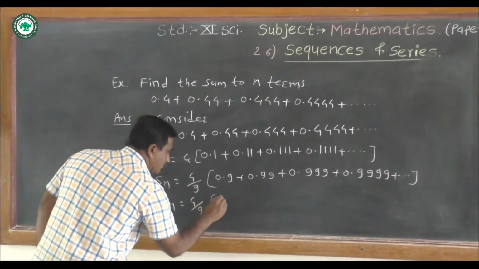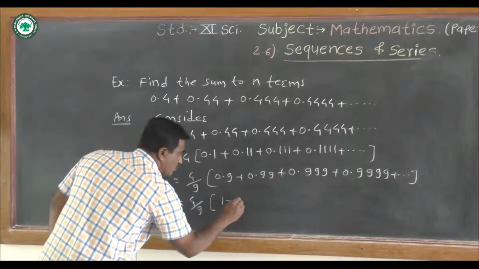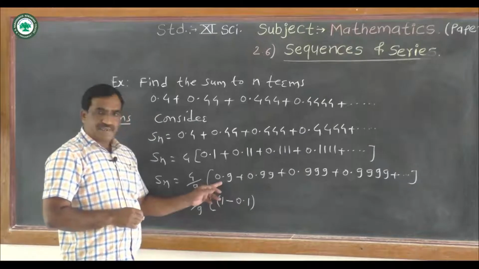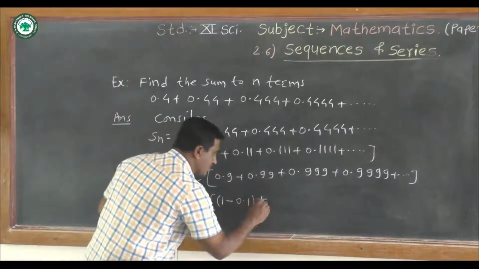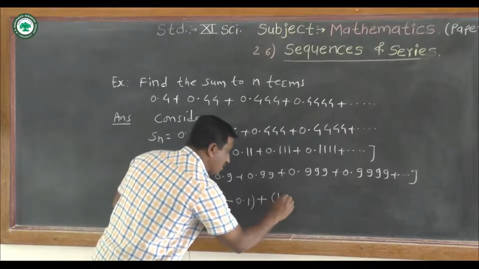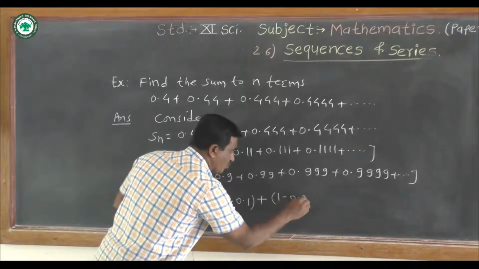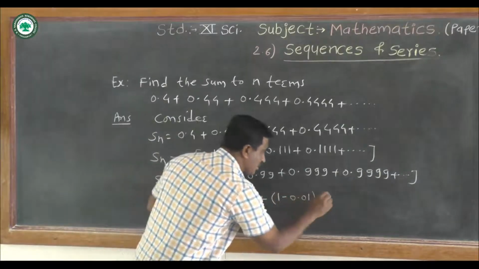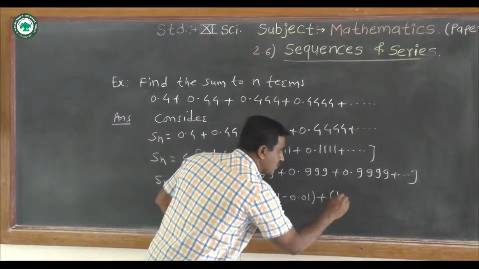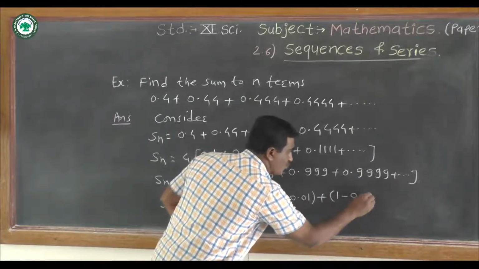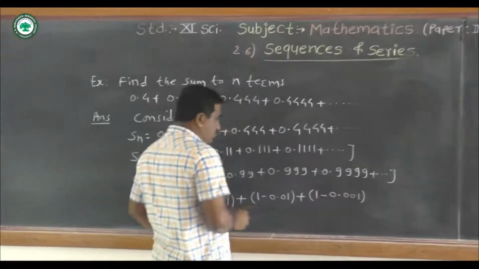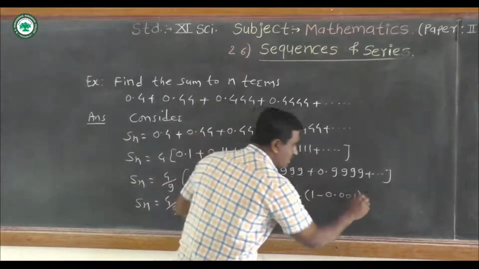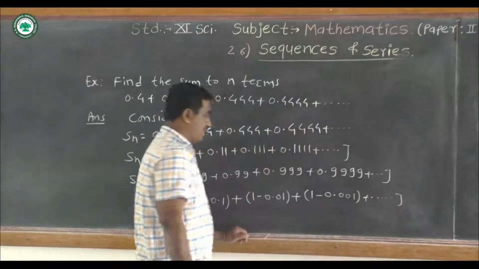1 minus 0.1 is equal to again 0.9. Okay, plus again here also 1 minus 0.01 means 0.99, plus 1 minus 0.001 means 0.999, plus so on up to n terms.